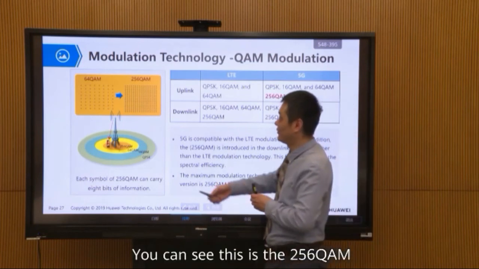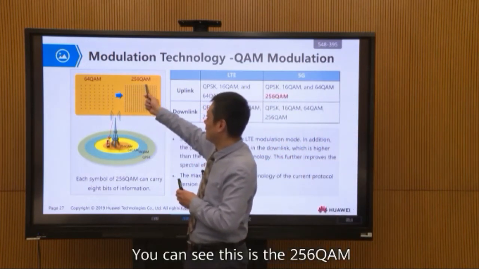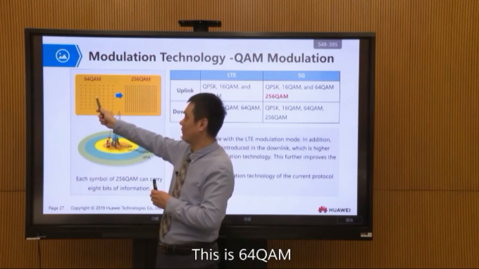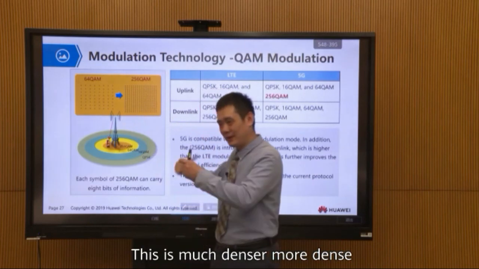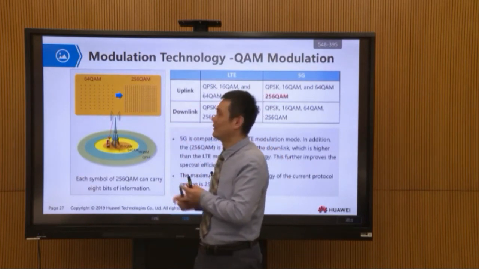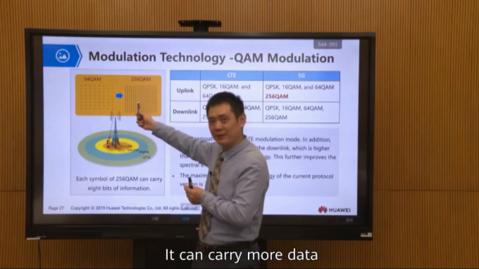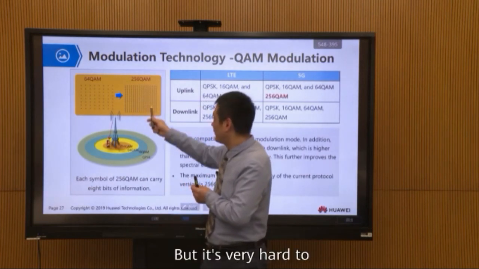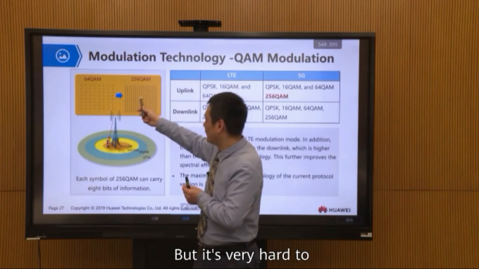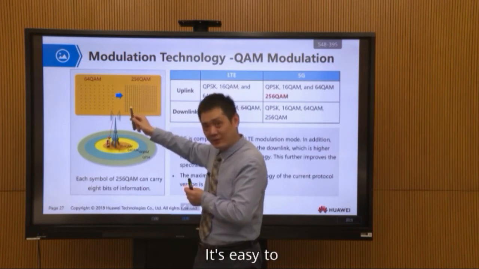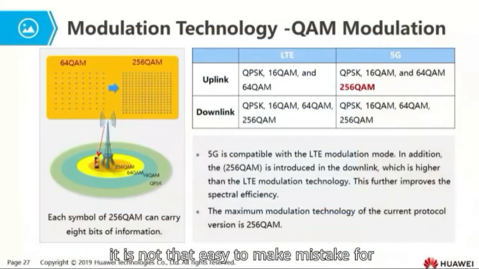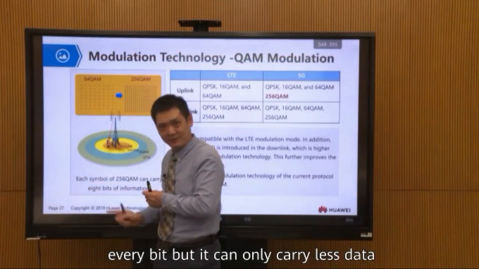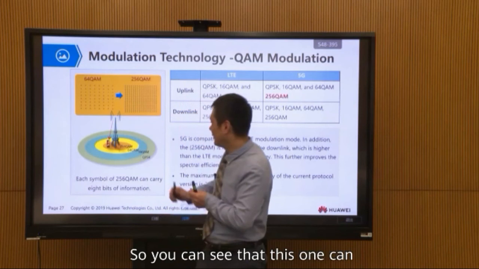You can see this is the 256 QAM, and this is a 64 QAM. Compare them. This is much more dense, so it can carry more data. But it's very hard to distinguish them. It's easy to make mistakes using this one. This one is not that easy to make mistakes for every bit, but it can only carry less data.